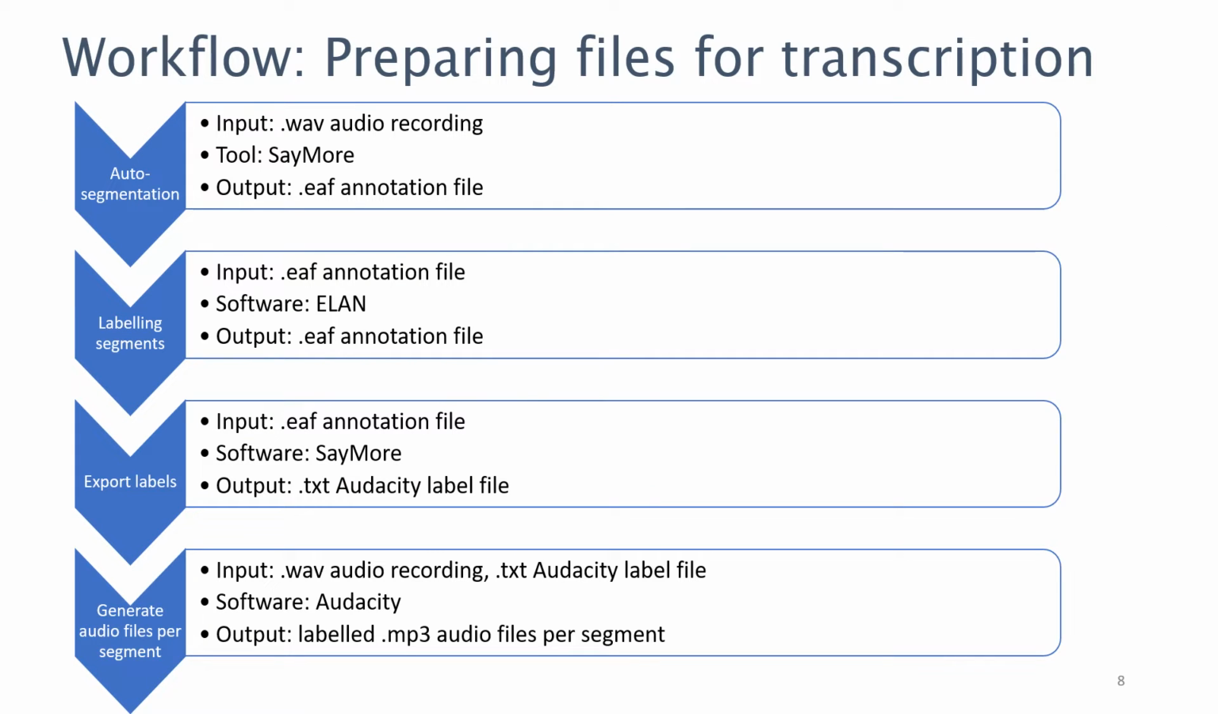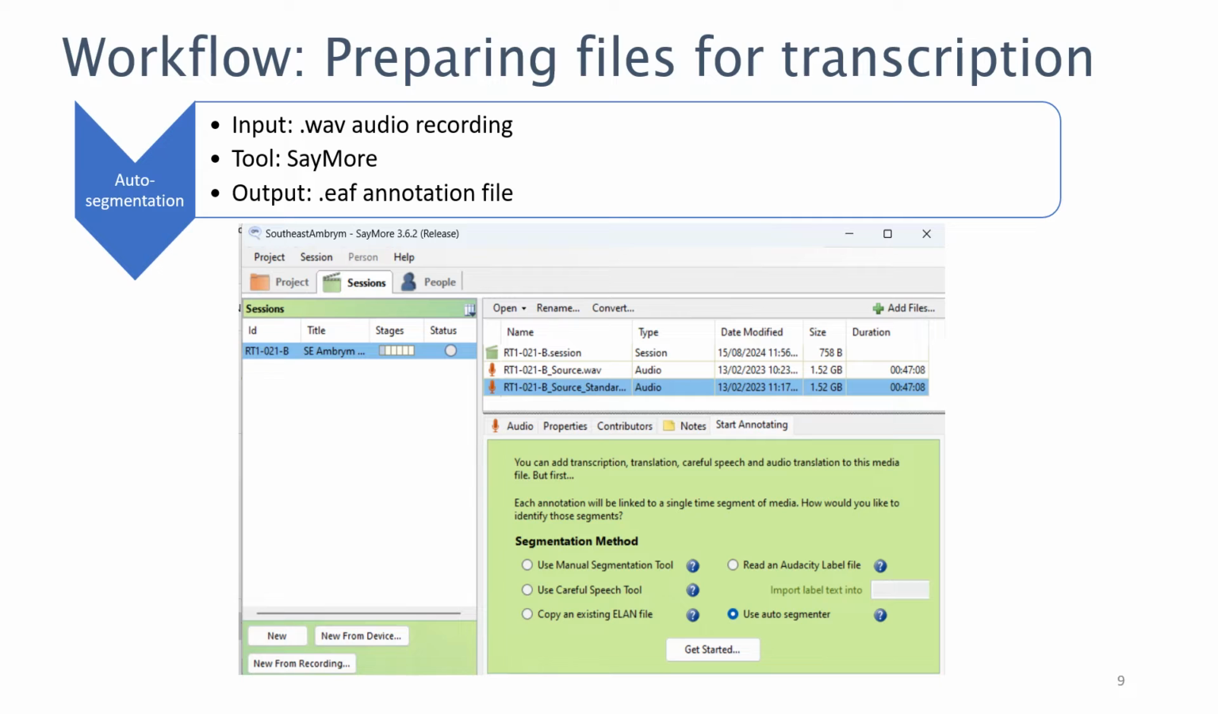Okay, so the first and probably most fiddly stage is preparing your files for transcription. So we're going to start with your audio recording of a whole event and end up with labeled MP3 audio files per short section of text that can be played on repeat by your transcribers. The first step is to use the auto segmentation feature in Seymour to produce a simple LM file that has two tiers, one for transcription and one for translation, chunked into handy segments for transcription. You could do this in Elan, but it involves more clicks.